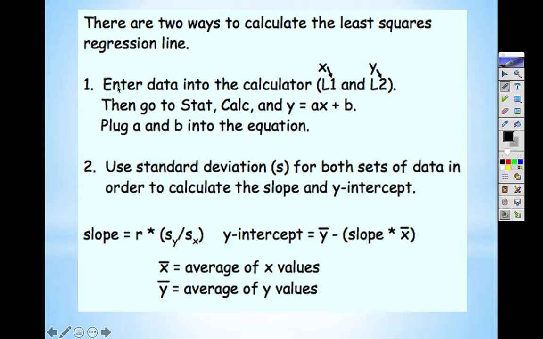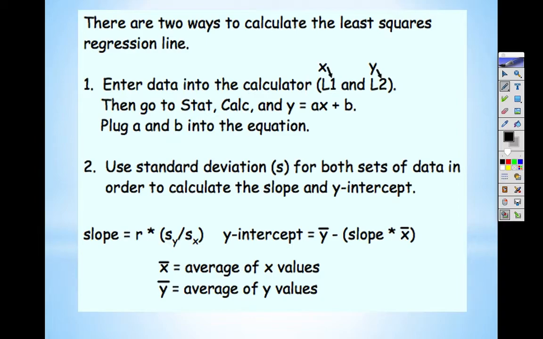How does it work? First, we've done this. Look, we have entered our data into the calculator, x in list 1, y in list 2. We did that last section. Then it says go to stat, calc, lin reg, y equals ax plus b, and then you get the a and b value, which is your slope and y-intercept. We did this exact thing to get our r value. It is the exact same thing as the r value.